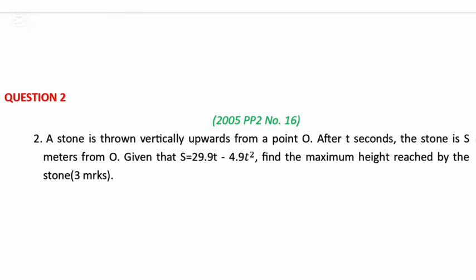When a stone is thrown vertically upwards from a point O, after t seconds, the stone is s meters from O. Given that s is equal to 29.9t minus 4.9t squared, find the maximum height reached by the stone.